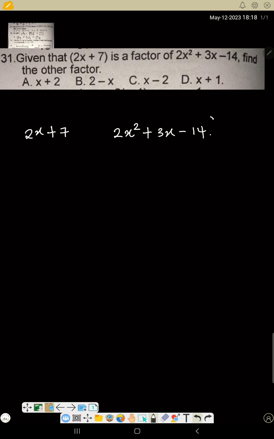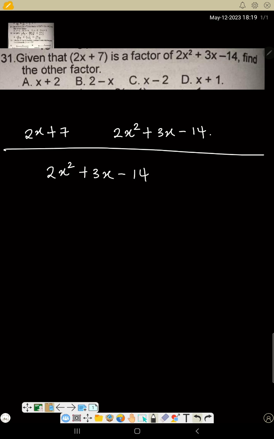So it is better you just solve this quadratic equation, that is, just factorize this quadratic equation. If you have factorized this, you will know the other factor. Now factorize 2x squared plus 3x minus 14. You can watch my video on factorization for better understanding, but we'll just factorize this normal.